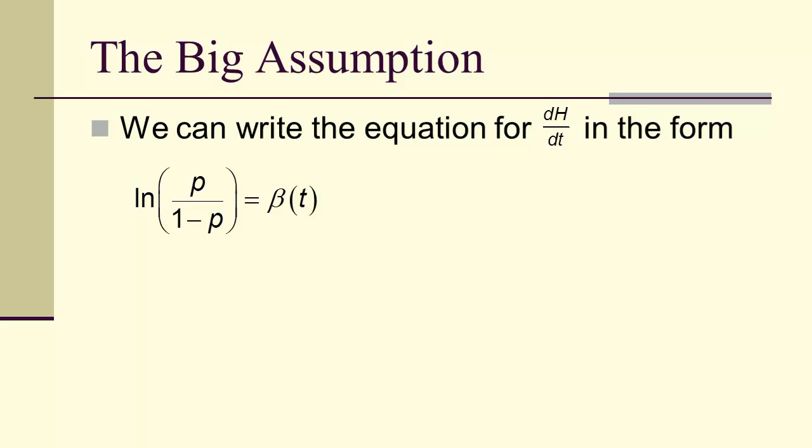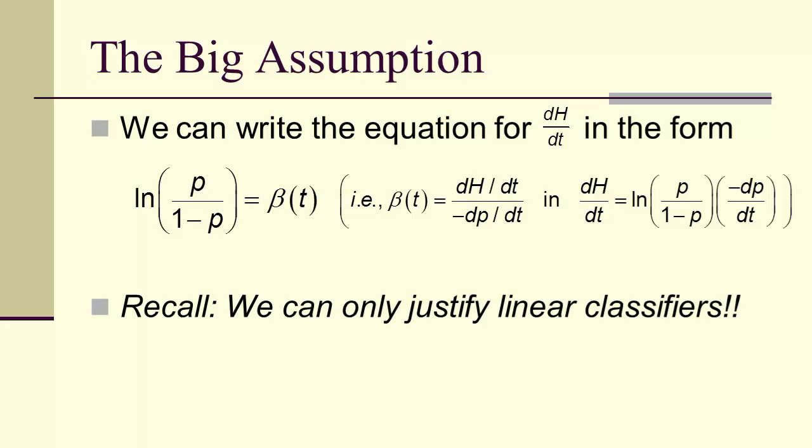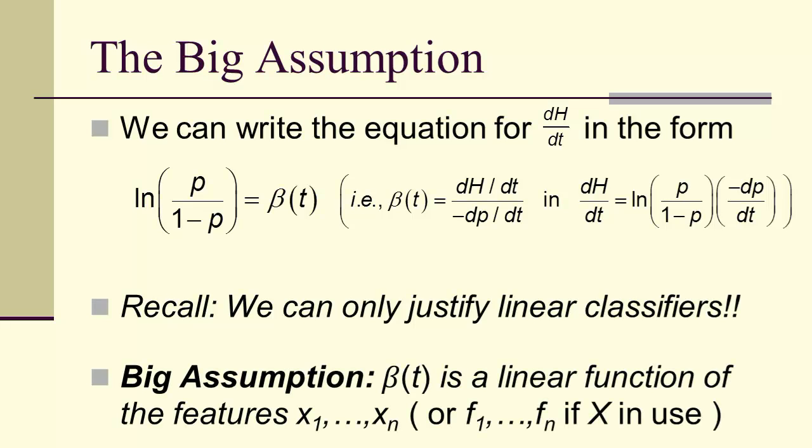We can write it in the form the natural log of P over 1 minus P equals beta of t. In other words, we can define beta of t to be dH/dt over negative dP/dt in this equation that we saw in the previous video. And recall, we can only justify linear classifiers. So we're going to make a big assumption. Beta of t is a linear function of the features x1 to xn, or f1 to fn if capital X is in use.